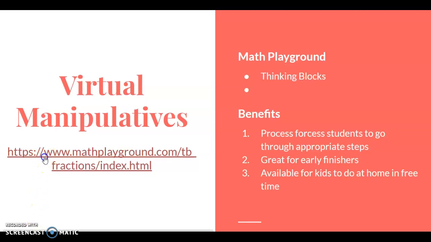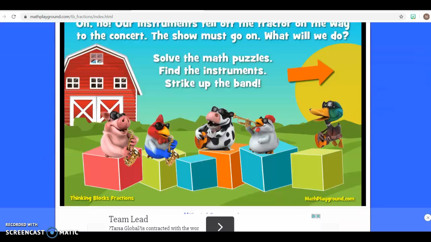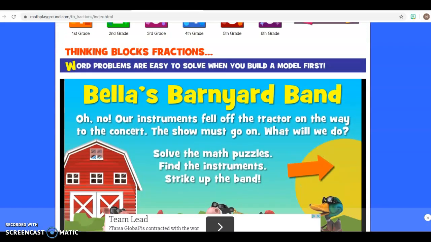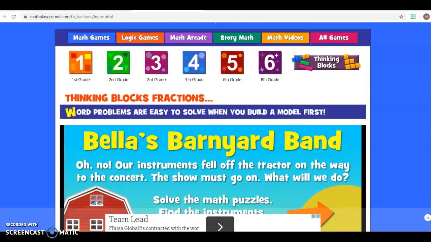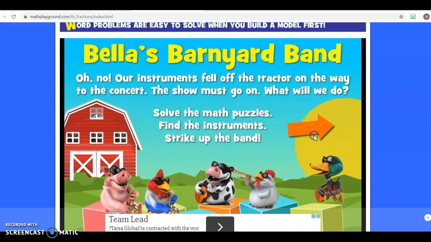Let me click on this. Let me make sure it'll go. Oh, good, it did. Okay, so let's see. This is the one. It's called Bella's Barnyard Band, and you just go here through Math Playground. Let me just show you real fast.